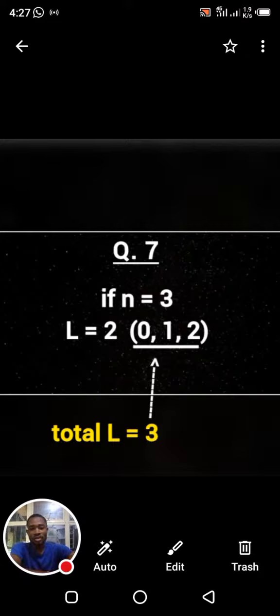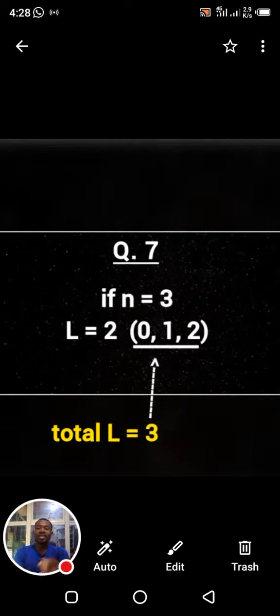Now we have question number 7. I had to come up with an example. Let us assume that we are treating the principal quantum number n equal to 3. Now I want to get the total value of the orbital angular momentum quantum number, also called the azimuthal quantum number. Simply, we use L to represent it. So that is the L that you are seeing there.